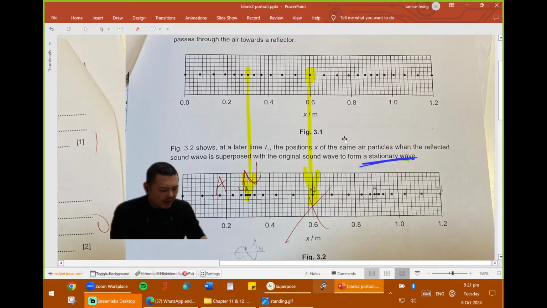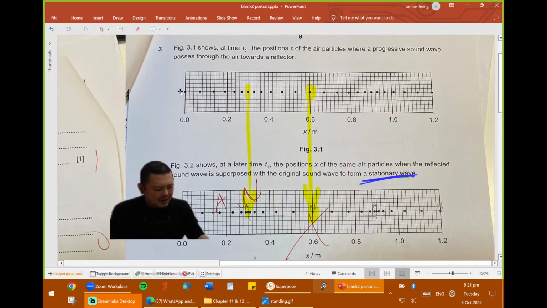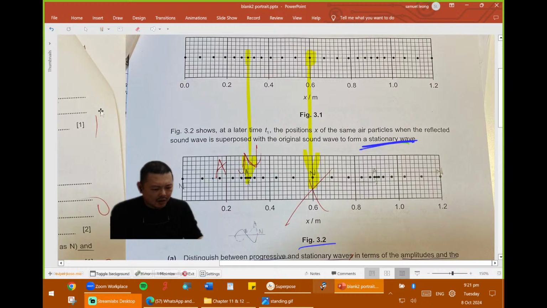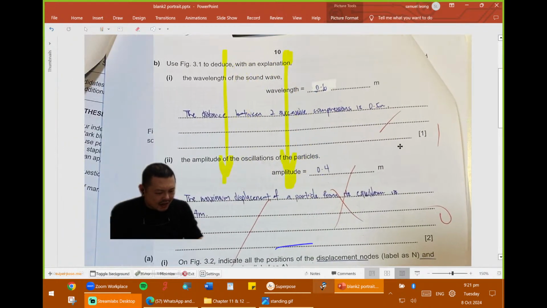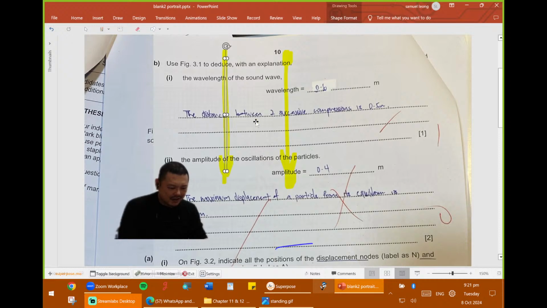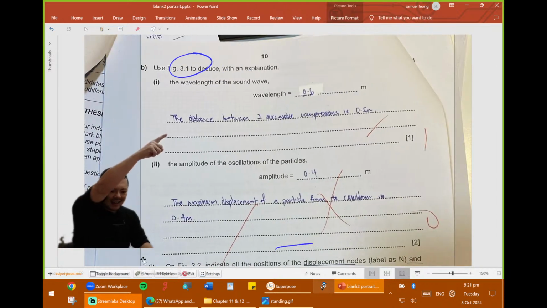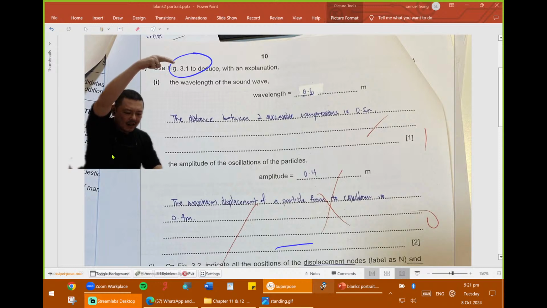Okay, wait now. Figure 3.1 and figure 3.2, right? So am I right to say that figure 3.1 is a progressive sound wave, while figure 3.2 is a stationary wave? Okay, hang on. I find it very strange. Now I know. I was wondering what they are trying to do here. I was so confused. They want you to find the amplitude of figure 3.1, not figure 3.2, right? That means they want you to find the amplitude of the original progressive wave.